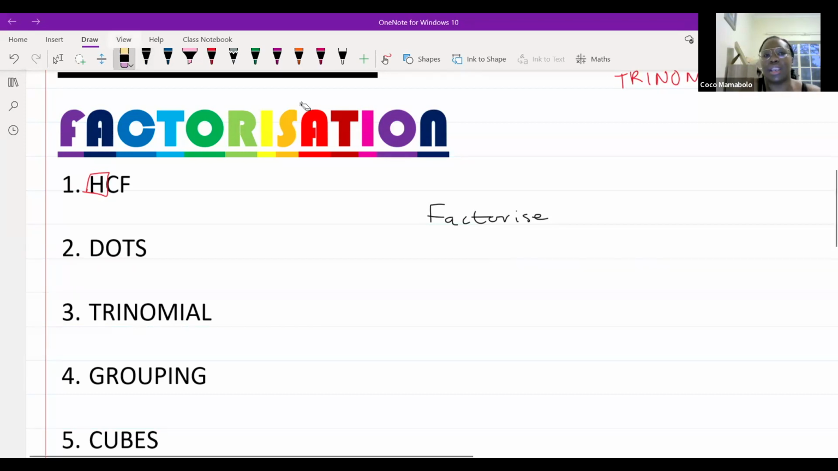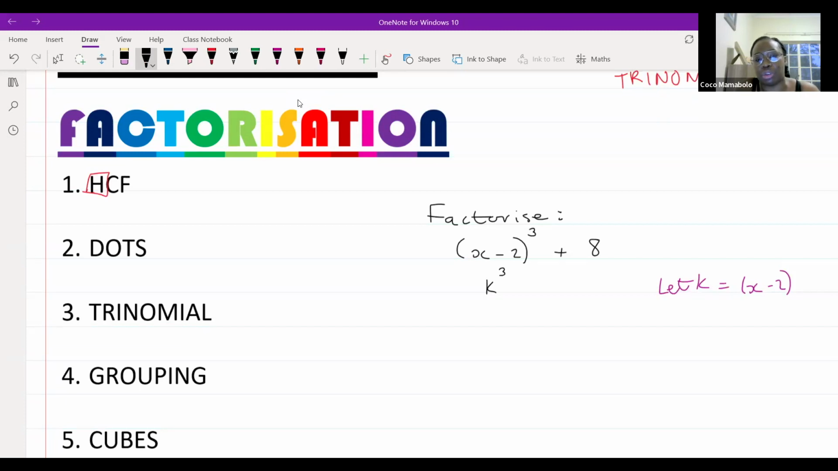Imagine if the instruction said factorize and then they did this. They went x minus 2 cubed plus 8. We don't know what to do. So you immediately just go, let k. Just go ahead and use let k. Let k equals x minus 2. And then all of a sudden, you're going to find that this thing becomes a lot easier. It's going to become k cubed plus 8, which is something we're going to recognize when we do cubes.